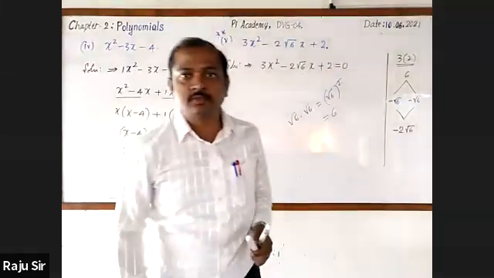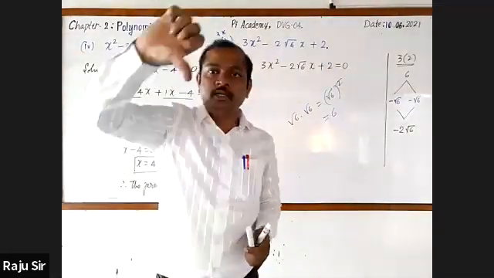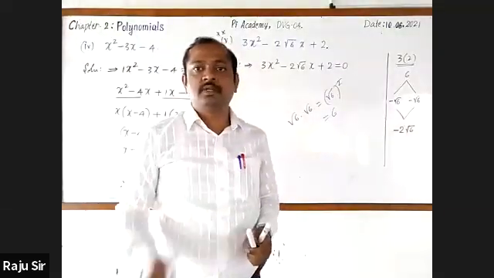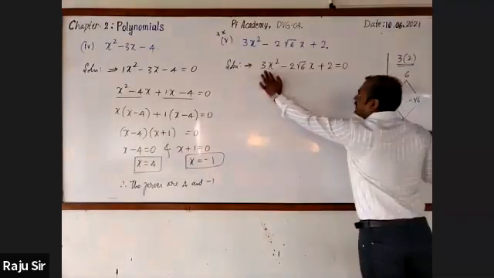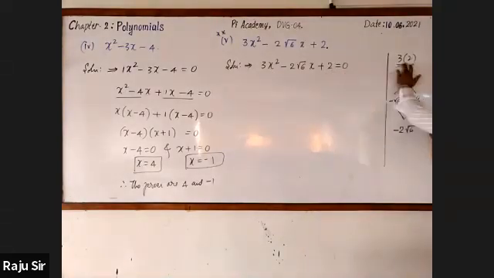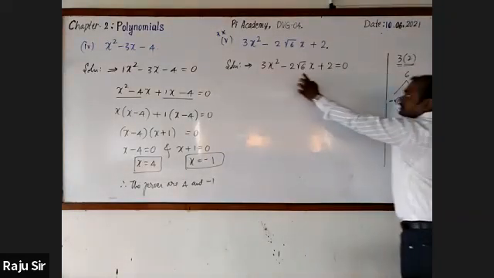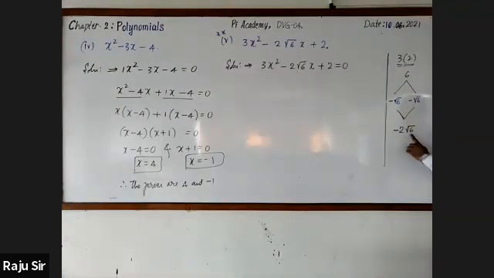Any doubt? No, sir. Okay, good. Sir, repeat it once again. Repeat that. We have multiplied first and last term. We got 6. Middle term is minus 2 into root 6. We have to find the factors of 6.